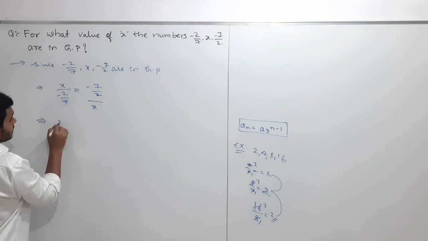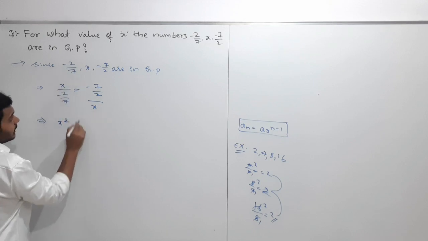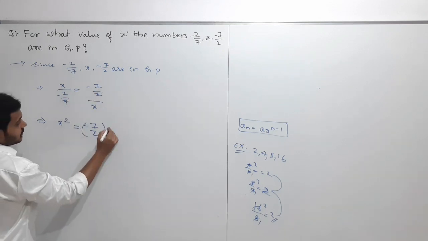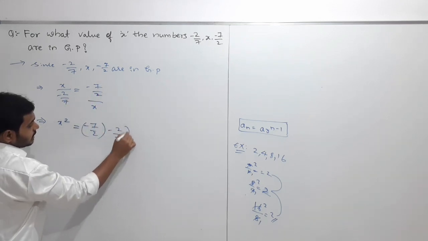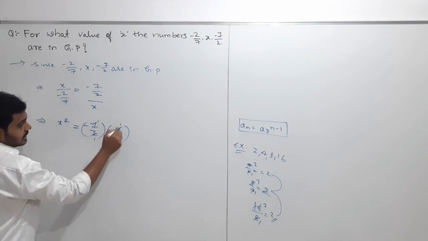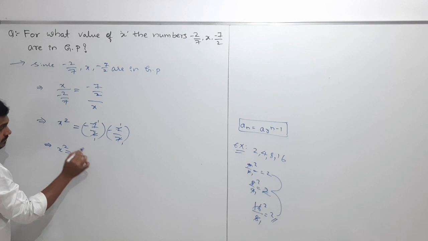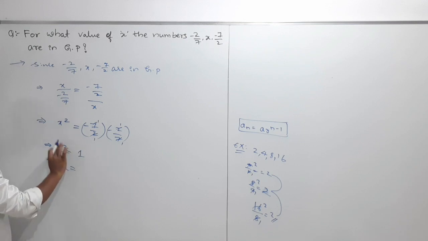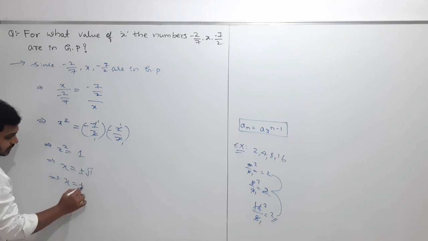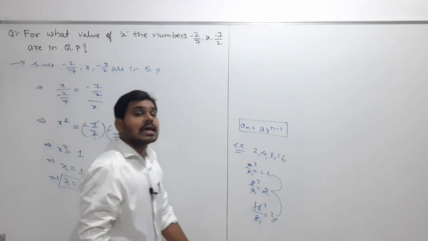Here, if I shift this x to this side, x into x is x square, which equals minus 7 by 2 into, shifting this also to this side, minus 2 by 7. The 2s cancel, the 7s cancel, and minus times minus is plus. So x square is equal to 1. So x is equal to plus or minus square root of 1, which implies x is equal to plus or minus 1. This is our required x value.